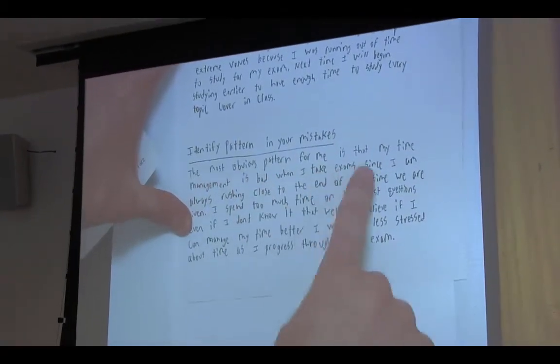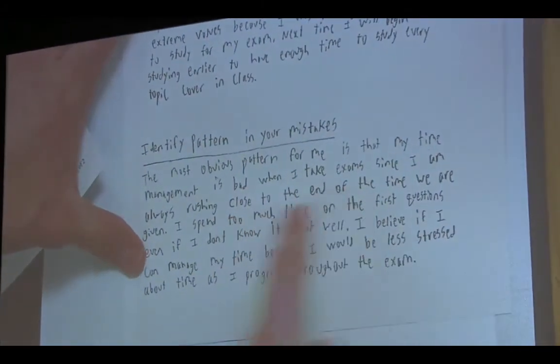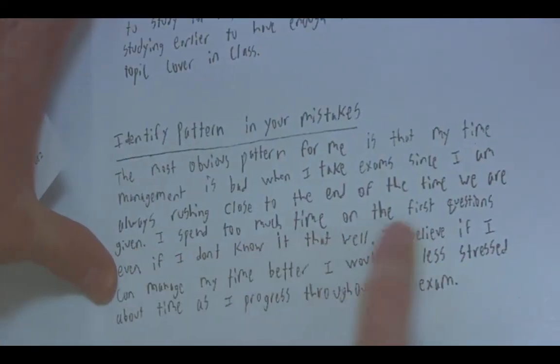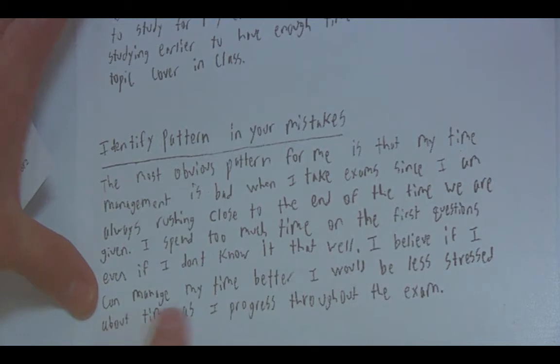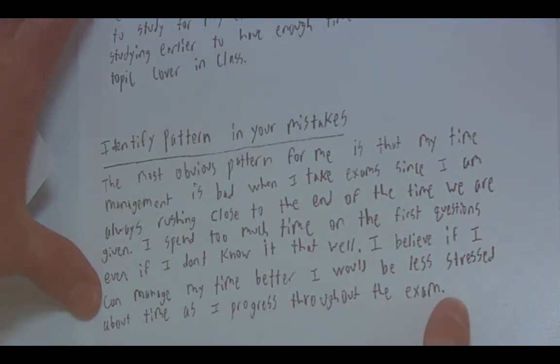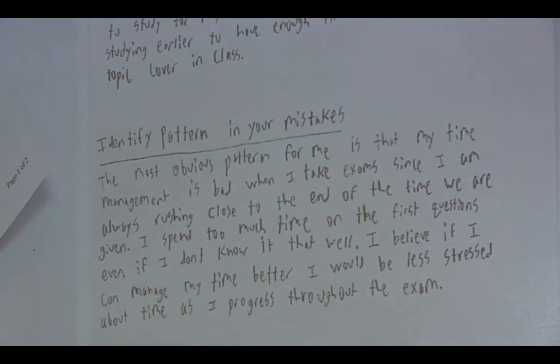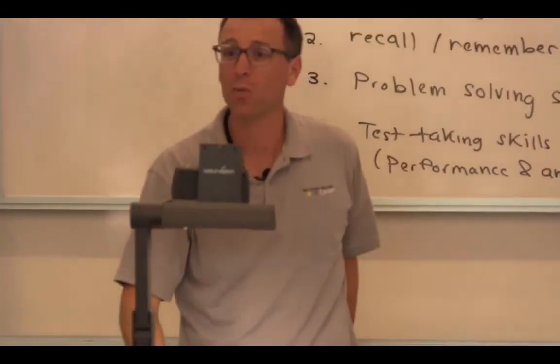The most obvious pattern for me was my time management is bad when I take exams, since I'm always rushing close to the end of the time we are given. I spend too much time on the first question, even if I don't know how to solve it well. I believe that if I can manage my time better, I would be less stressed about time as I progress through the exam. So the idea is after you've got the corrections, after you've analyzed each mistake, you're going to take a look at all the patterns, and then I actually like a paragraph or 2 on this one.